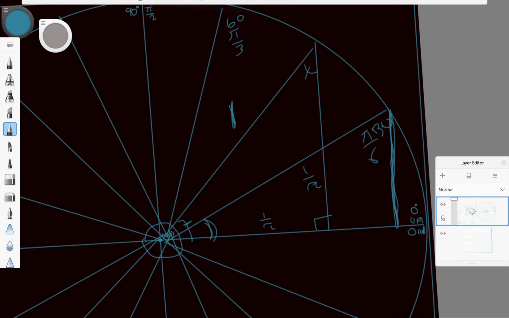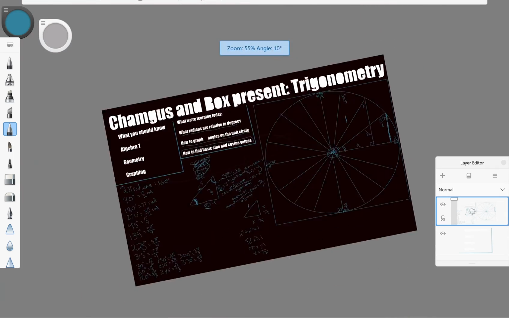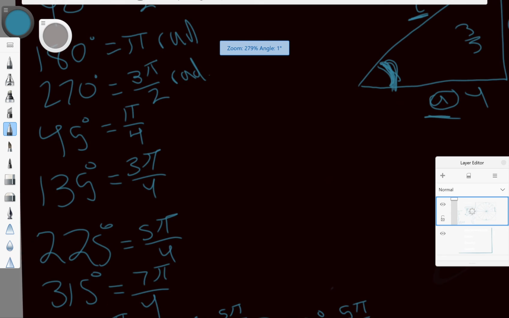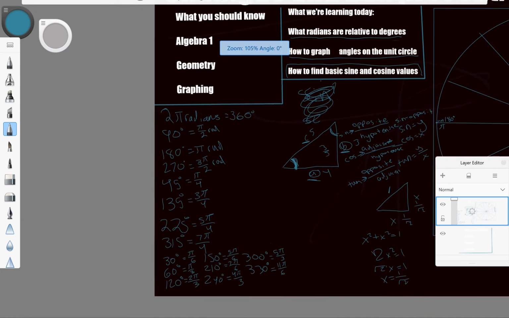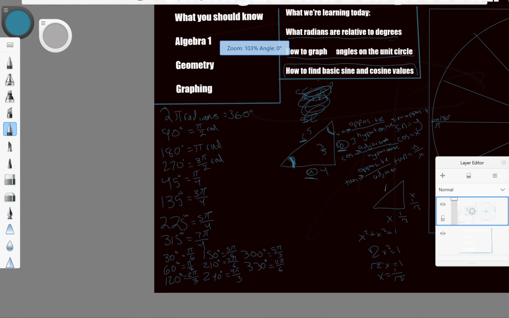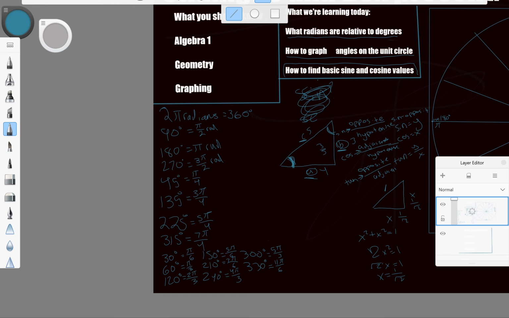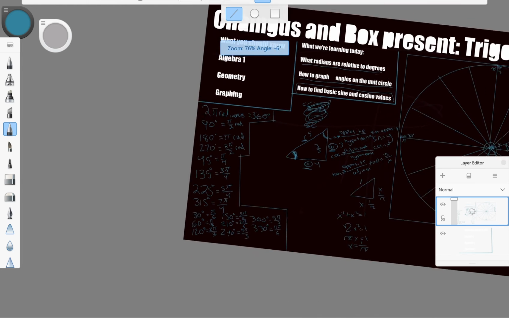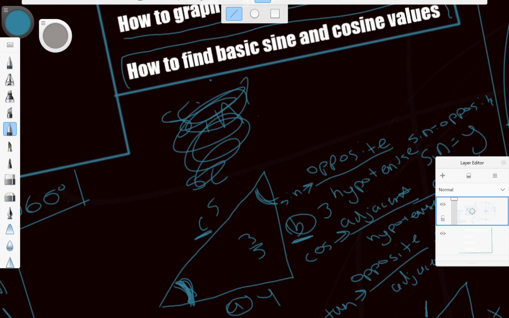The cosine is the x value. So the cosine, let me write this over here. Give me a couple seconds. Let me just divide this up here.